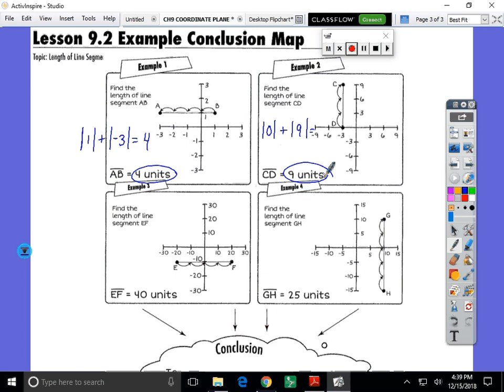This next one, I noticed that we're crossing the y-axis. So here's the y-axis for you. They're going from a -20 all the way over here to a +20. And I could count by units of 10 because these are intervals of 10.